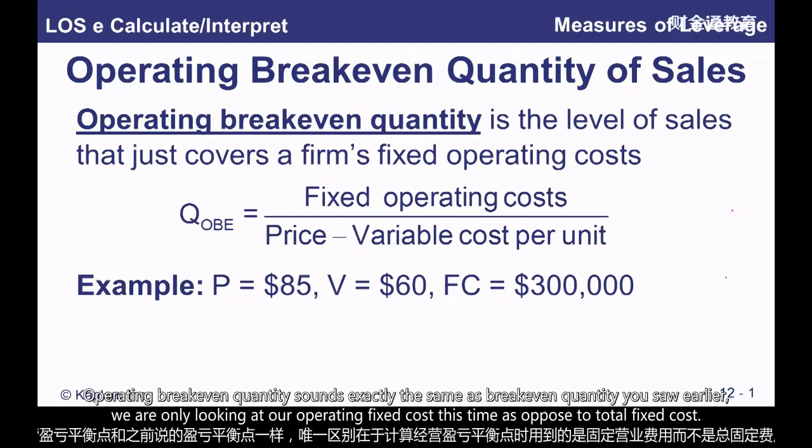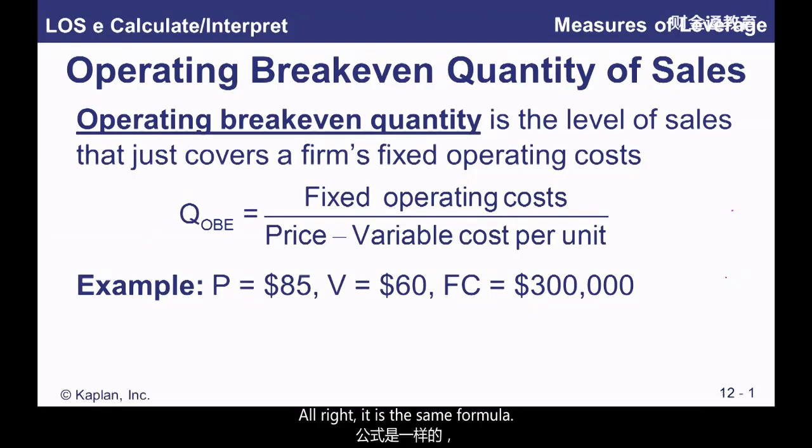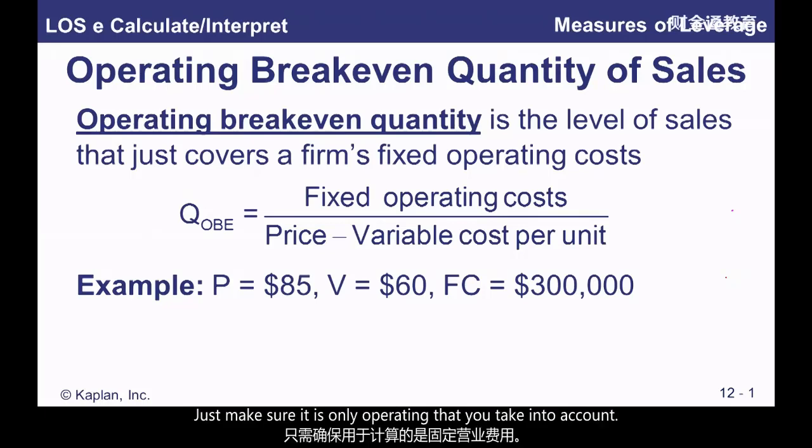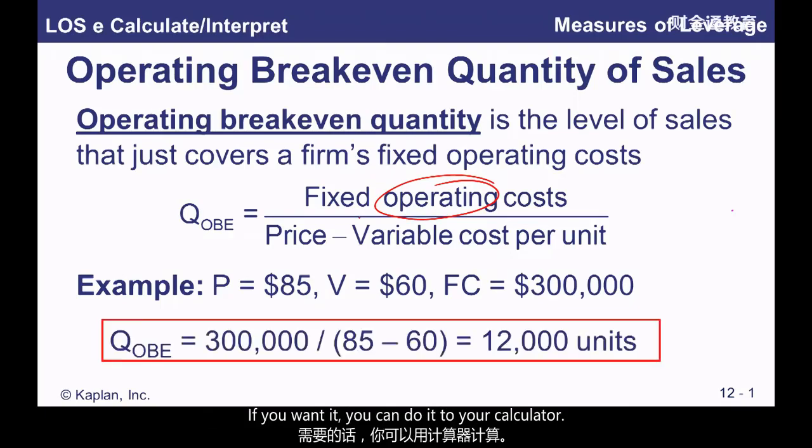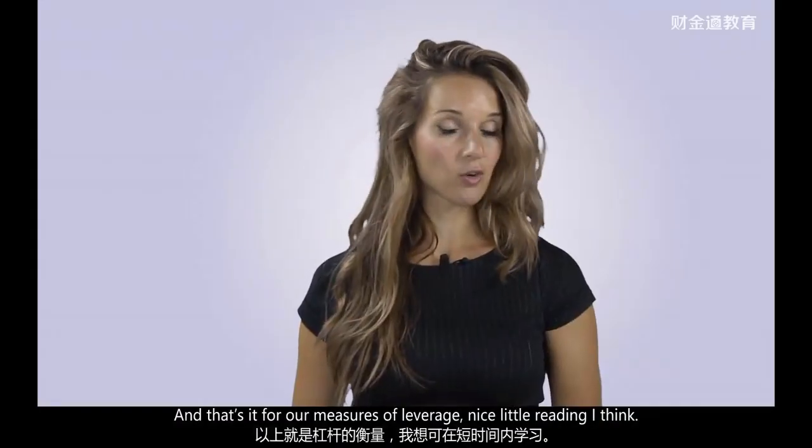Operating break-even quantity of sales, exactly the same as the break-even quantity that you saw earlier, but we are only looking at our operating fixed costs this time, as opposed to total fixed costs. All right, so it's the same formula, just make sure it's only operating that you take into account. And again, if you wanted to, you can do this on your calculator. And that's it for our measures of leverage.